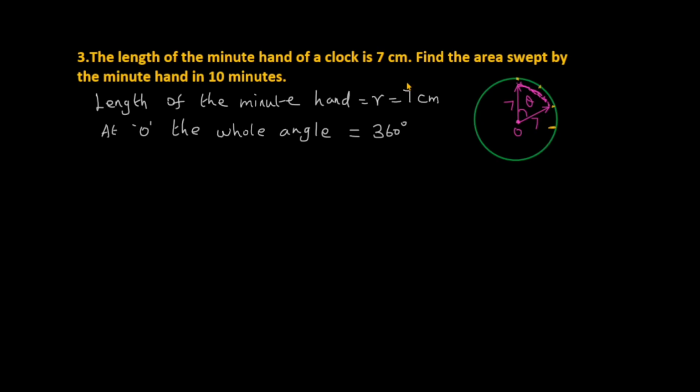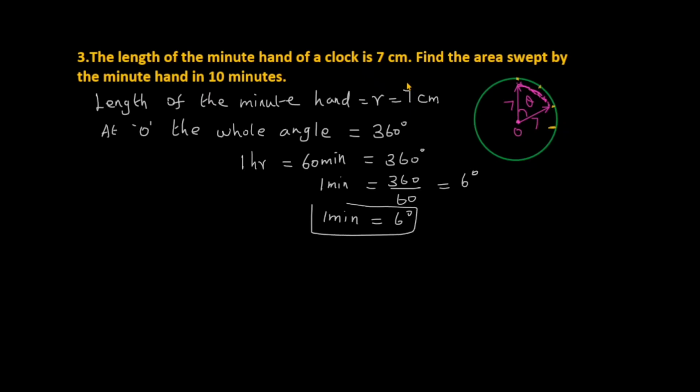it will cover 360 degrees. The full rotation will take 1 hour. That is, after the movement of 1 hour, it will cover 360 degrees. 1 hour is equal to 60 minutes is equal to 360 degrees. So 1 minute is equal to 360 divided by 60, which is 6 degrees.